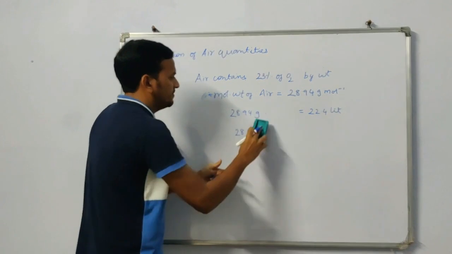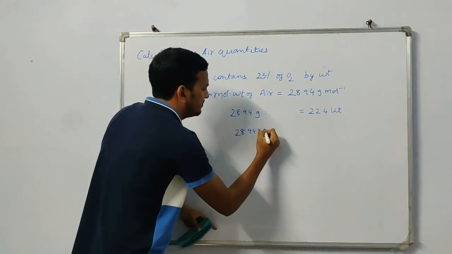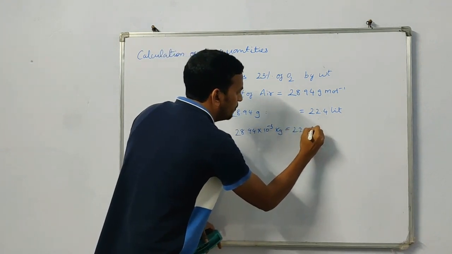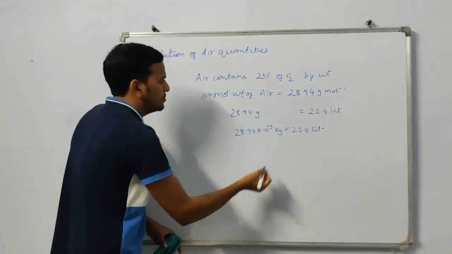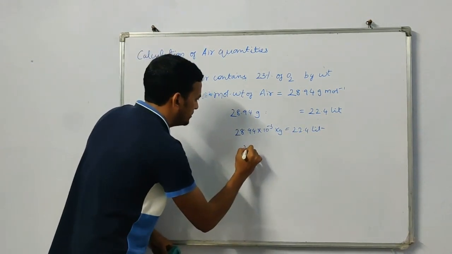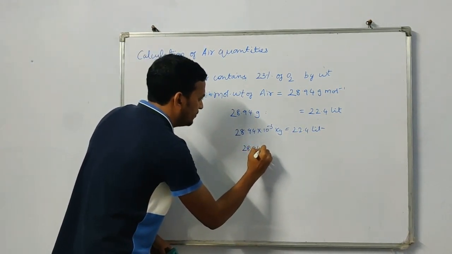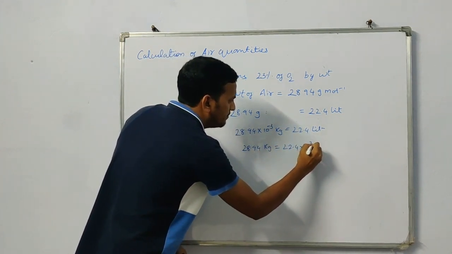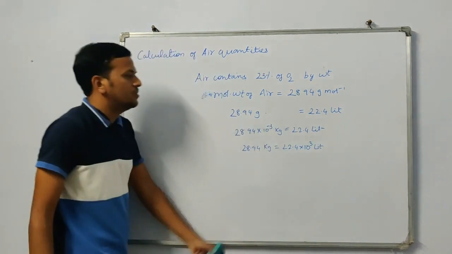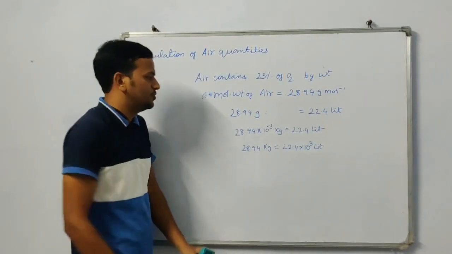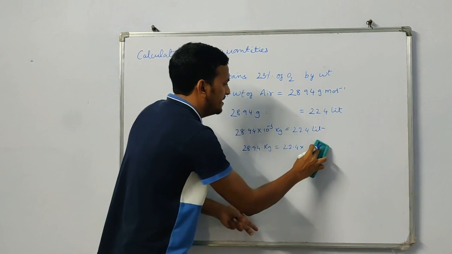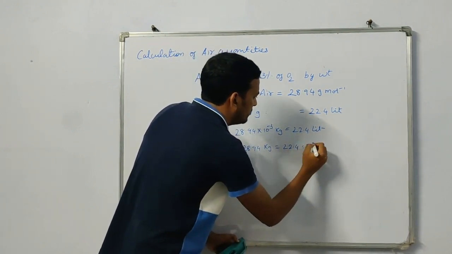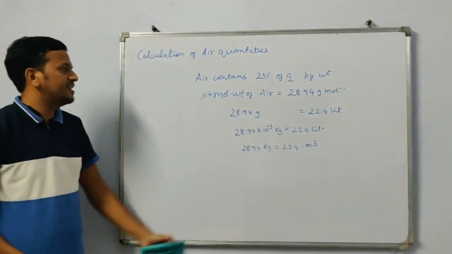So for conversion of kg, we have to multiply with 10 power minus 3 kg equals to 22.4 liters. So send the 10 power 3 to the other side. So it is nothing but 28.94 kg equals to 22.4 into 10 power 3 liters. So 10 cube liters is known as meter cube. So simply I will write here as 22.4 meter cube. So this is the interconversion.